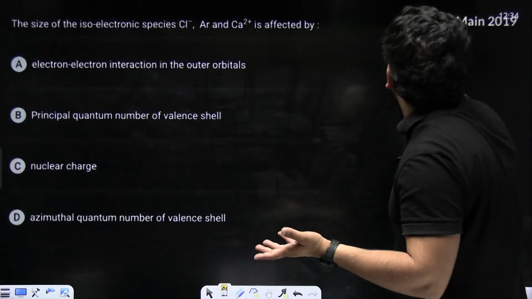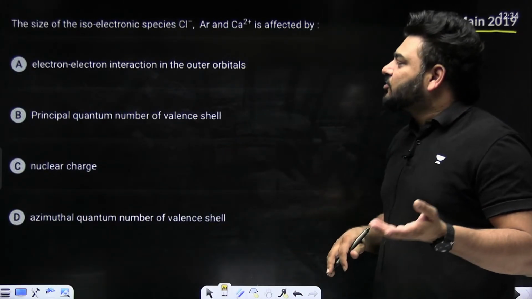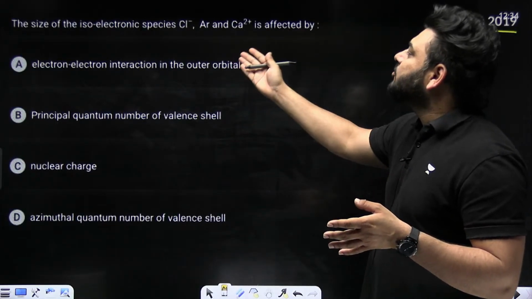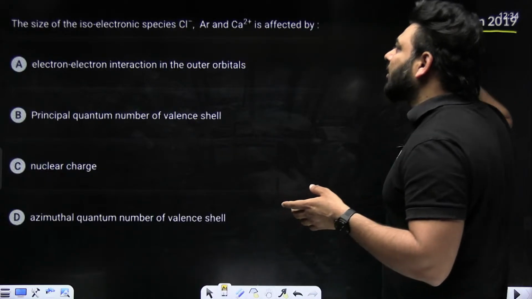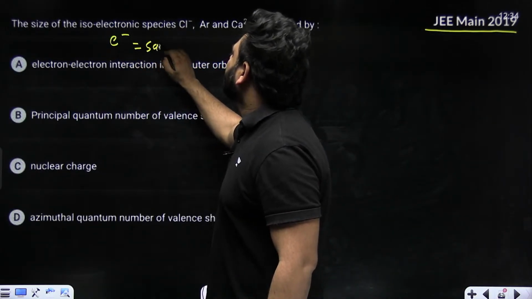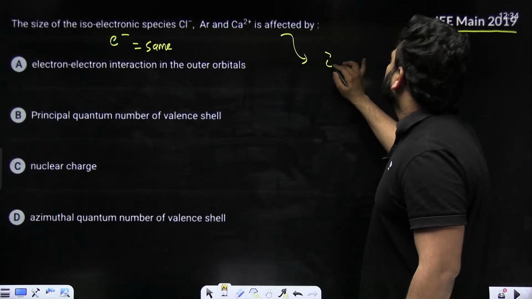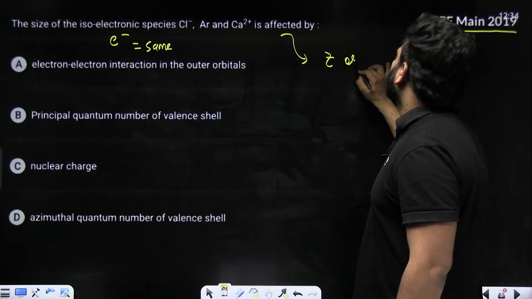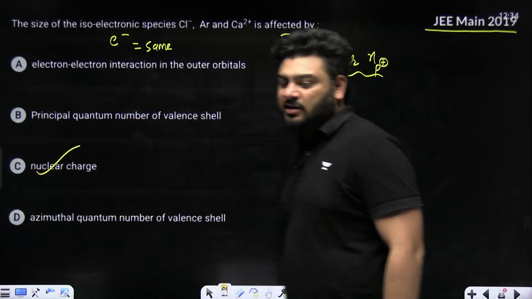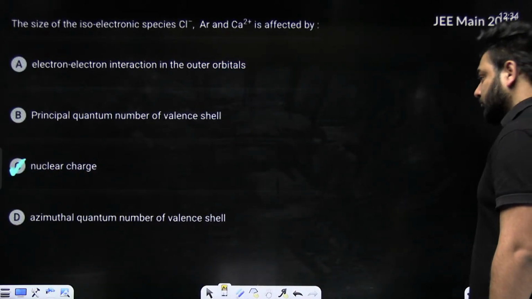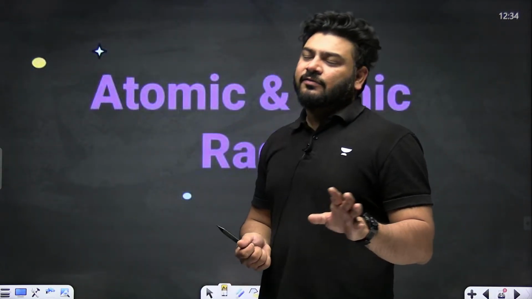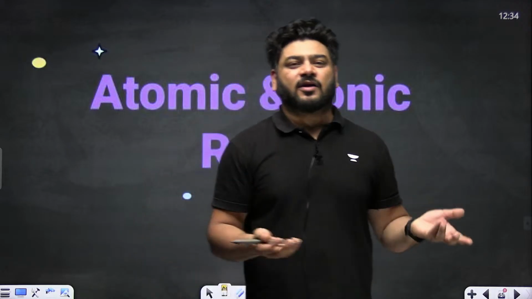So now I'll take you directly to a question of JEE Main 2019. One of the questions in JEE Main 2019 came from Z effective. The size of an isoelectronic species is affected by what? Isoelectronic means electrons are the same, so it should be affected by atomic number or number of protons, which is also called the nuclear charge, as simple as that. This many questions were there from the segment we just discussed, Z effective nuclear charge.